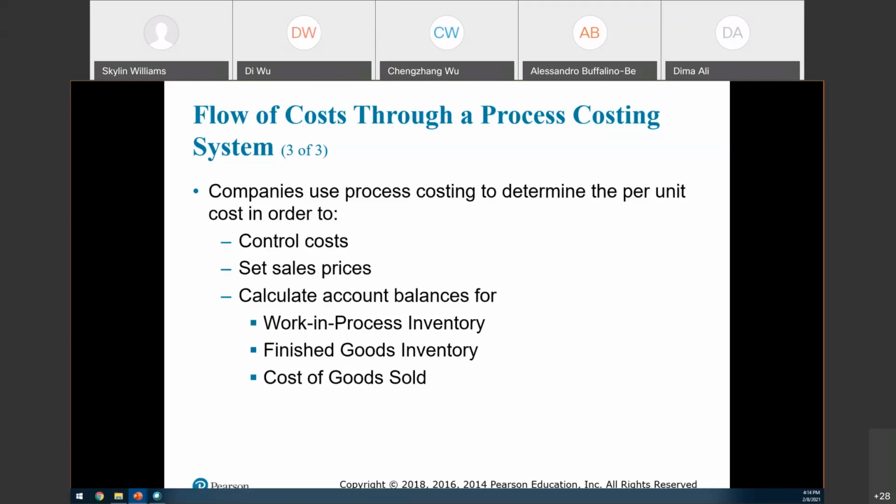The third purpose is to calculate account balances. The company needs to know the ending balance in WIP inventory accounts and finished goods inventory accounts for the balance sheets, as well as COGS accounts for income statements.